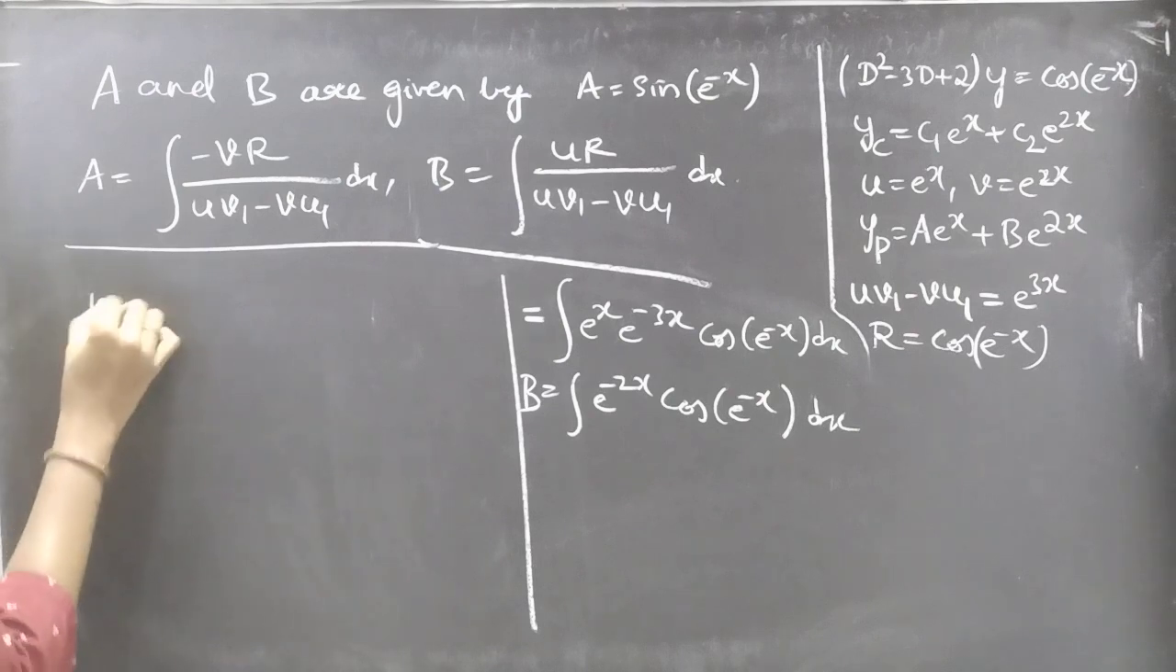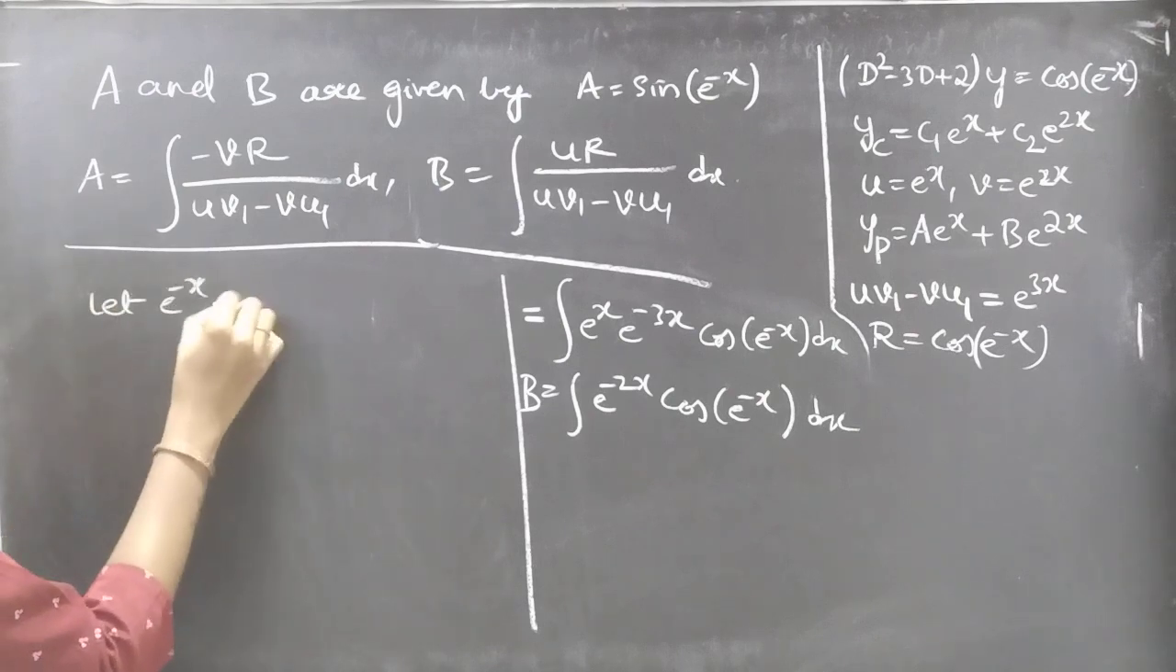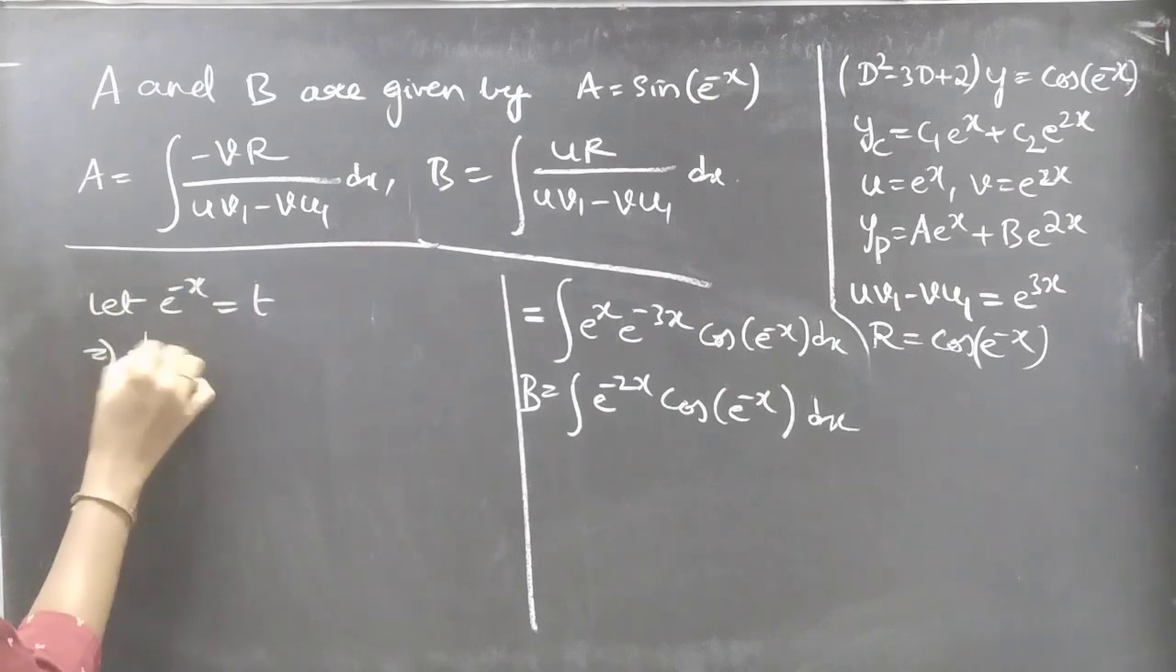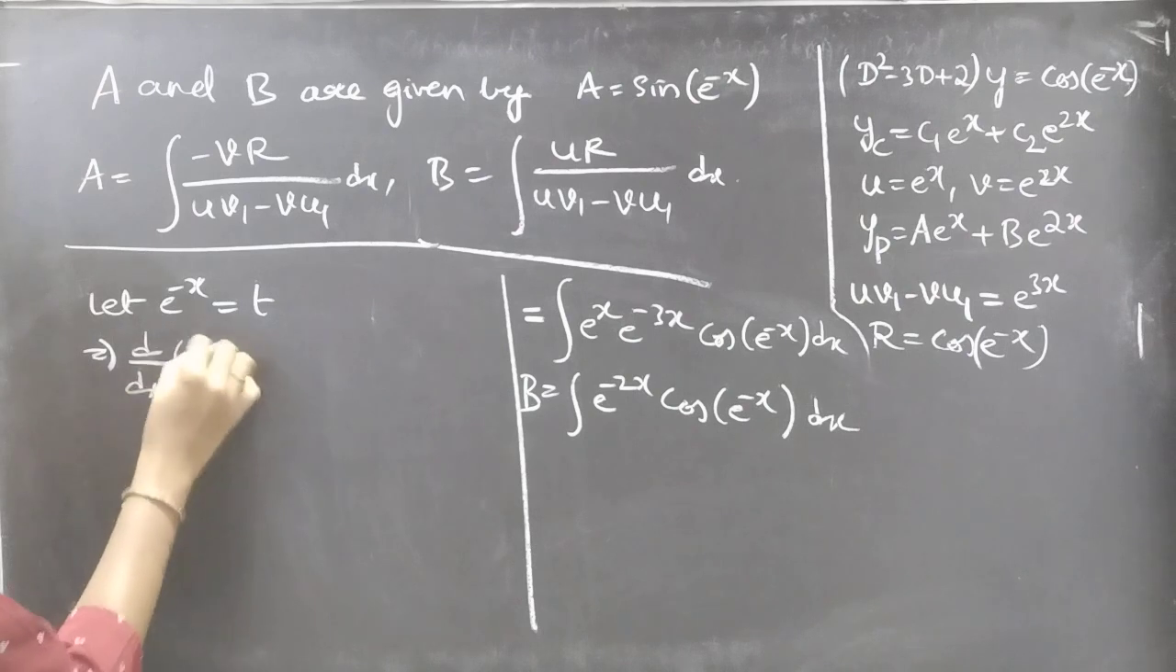Let e^(minus x) equal t. Now differentiate on both sides with respect to x.